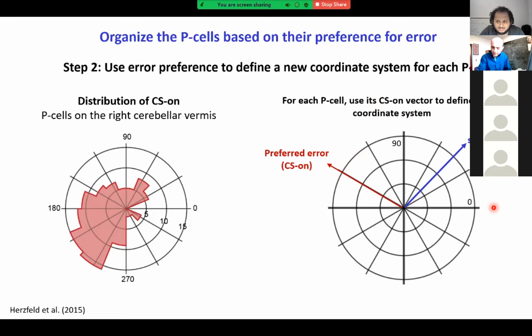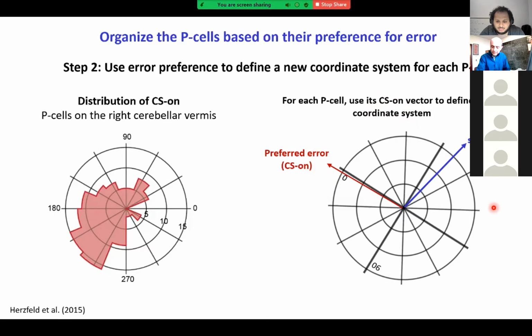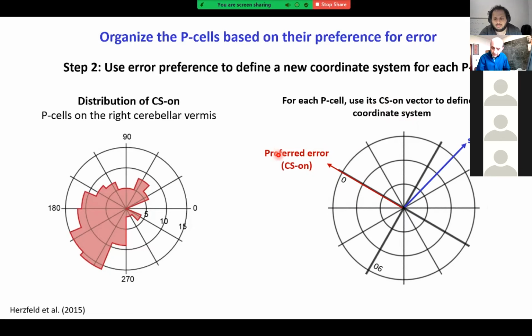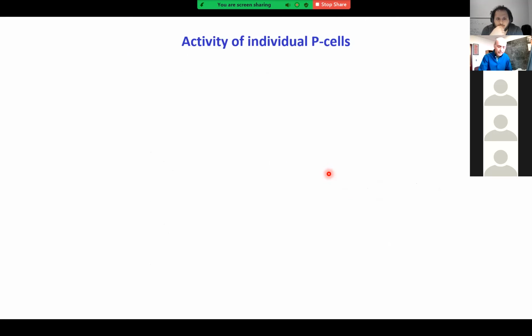Suppose that we don't do that. Suppose we rotate our angle so that 0 refers to the preferred error of this cell. Okay, so now this is not a 45-degree saccade. This saccade is CS plus 250. CS is here, 250 is this. All we've done is a rotation of the coordinate system based on each cell's preferred error. All right, so I'm going to show you this solves our problem.